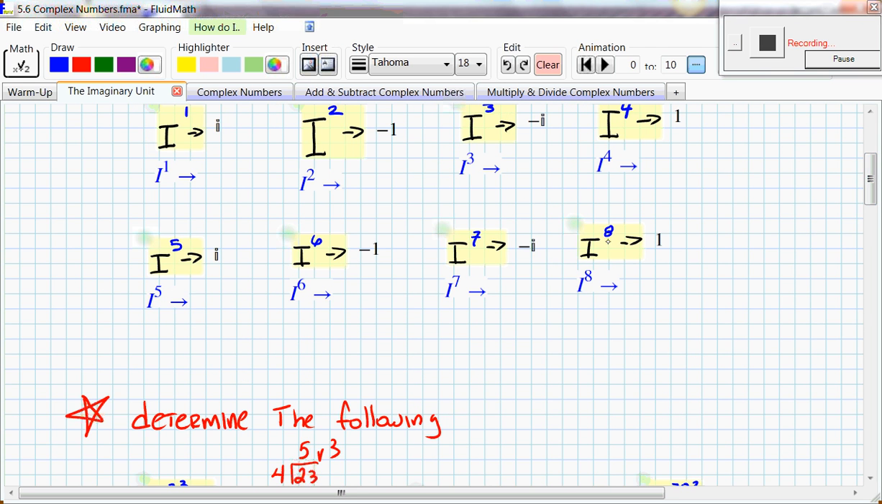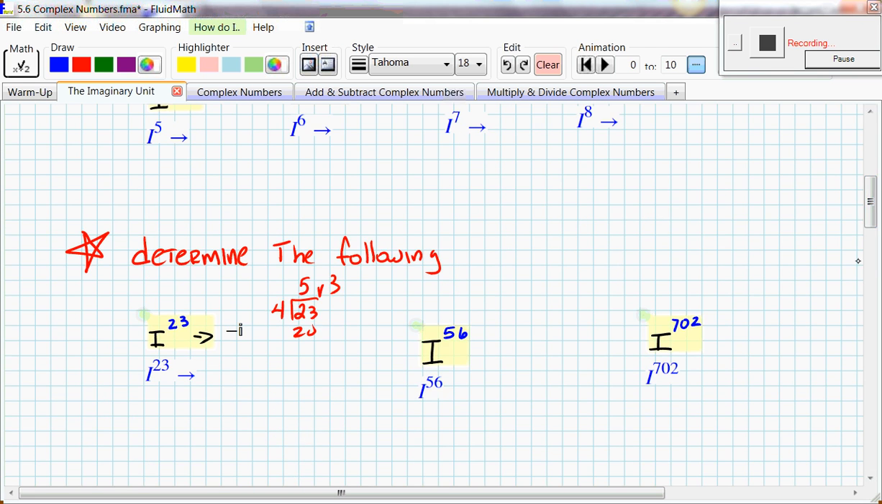What about i to the 8th? Because 4 goes into 8 exactly 2 times. So what's the remainder? 0. And what's anything to the 0 power? 1, which is why that's 1. Okay, so now, can you guys figure out i to the 56 for me, please? What's it going to be? Yes, Mr. Brand, what'd you get? You think it's 1? And you would be correct.